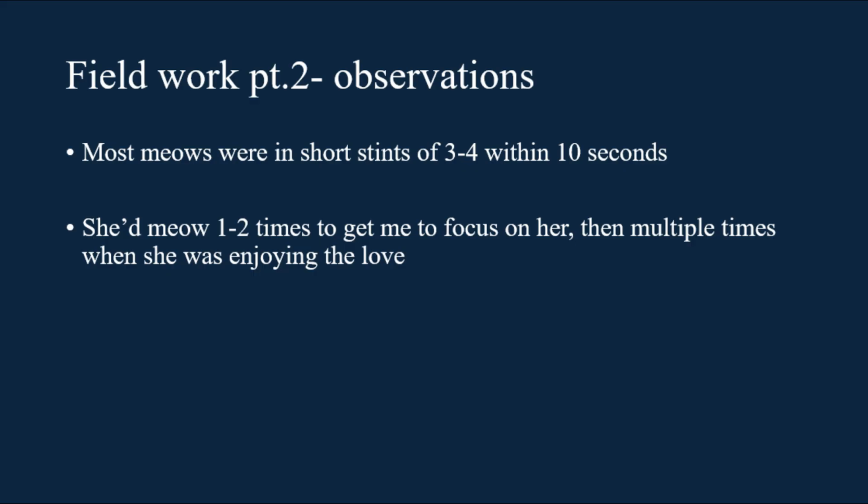Anyways, the observations. Most meows were in short stints of 3 to 4 within 10 seconds. I'd be petting her, as she likes it, all up and down her back or on her tummy, and she would meow, meow, meow, meow, really quickly while she was purring. It wasn't a stop kind of meow. It was like, oh, heck yes, finally, I'm getting all the love kind of meow, which I thought was really interesting. That's why she racked up so many meows: they were short stints of 3 or 4.